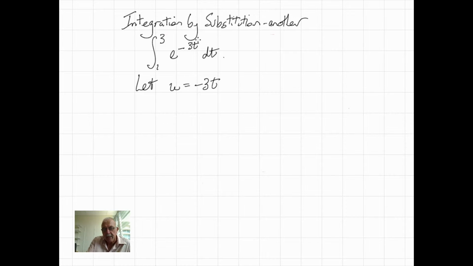So then we'll get e to the u. Now that's easy. The integral of e to the u with respect to u is e to the u. Our next step is to find du/dt. So du/dt is equal to minus 3. And as I've said, a quick way to get dt by itself is just to swap these two. So we've got du over negative 3 equals dt.